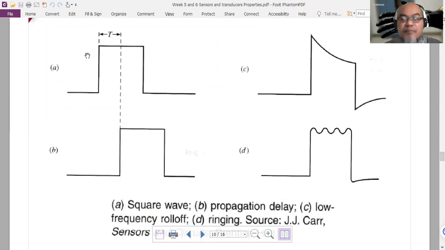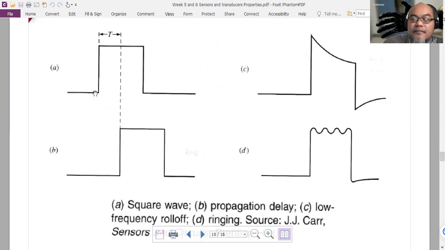So when you input this pulse signal into a sensor, for example, into a sensing system or instrumentation system, and the sensor cannot respond immediately, there is a delay T here. This is what we call the propagation delay of the sensing system. And when the sensor could not follow the waveform of the signal immediately, this is what we call low frequency roll off.